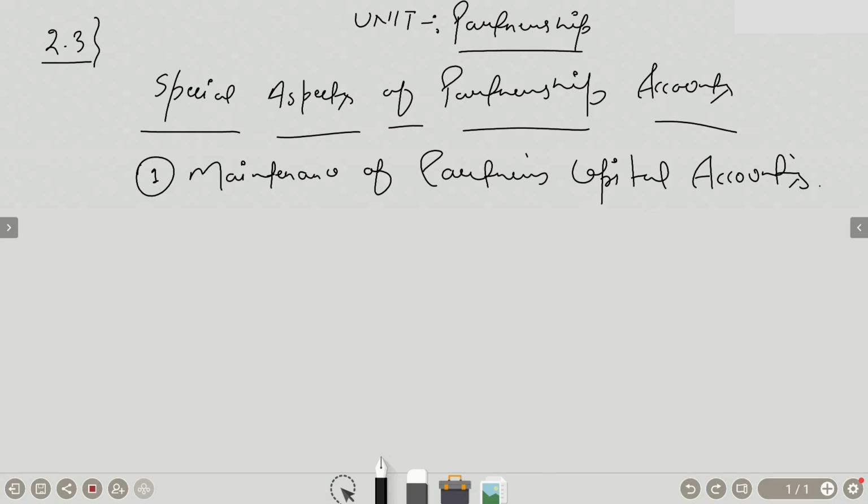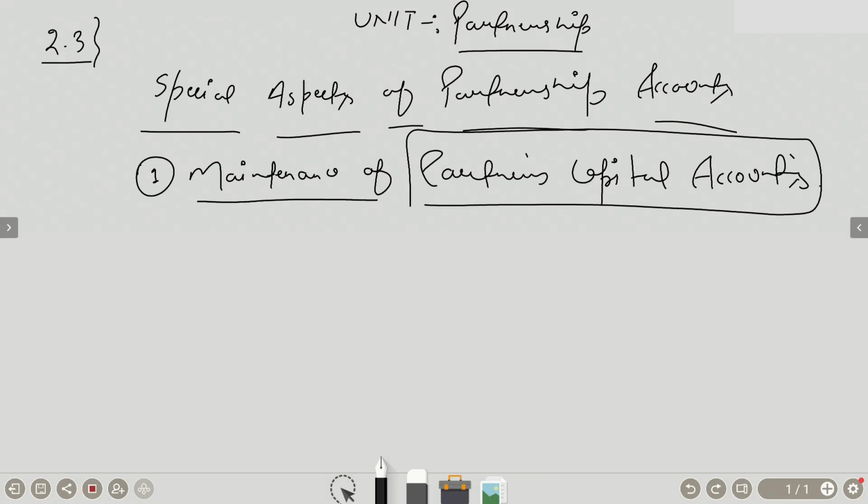So the business needs to prepare the partners' capital accounts. Why? Because more than one owner, more than one partner, is there in the partnership firm. So the firm has to ascertain and keep a record of the capital contributed by each partner. That's why in partnership accounting, the firm has to maintain a separate partner's capital account for each partner. Understood? Okay.